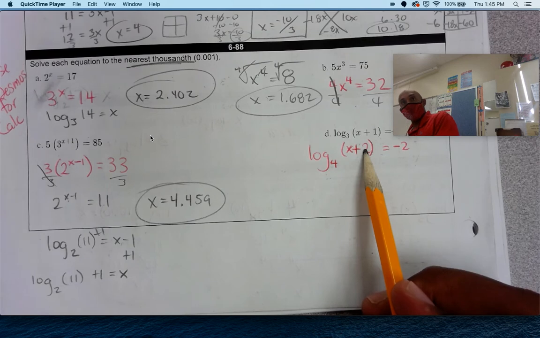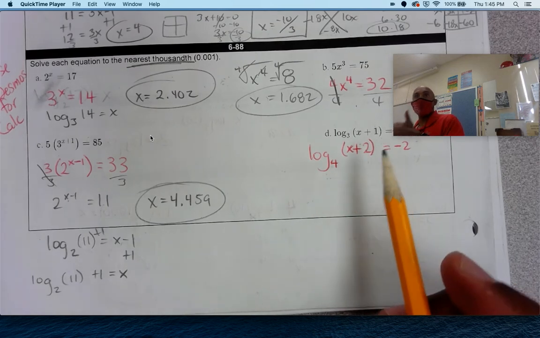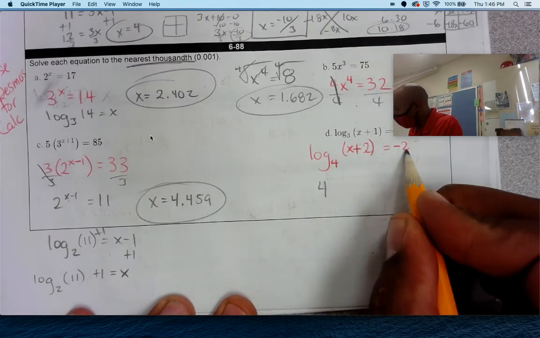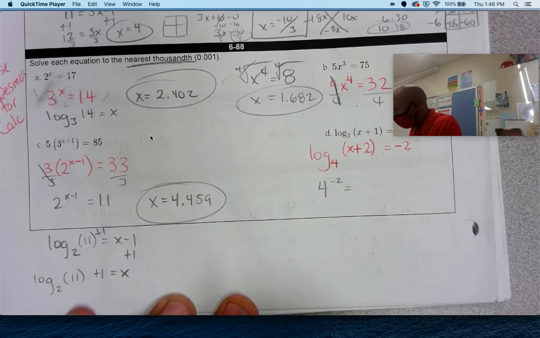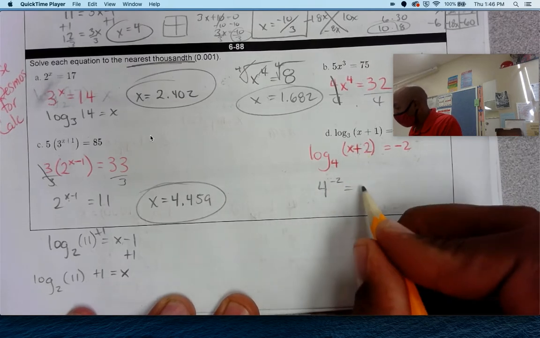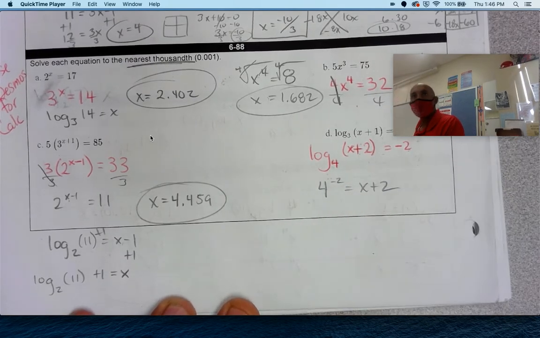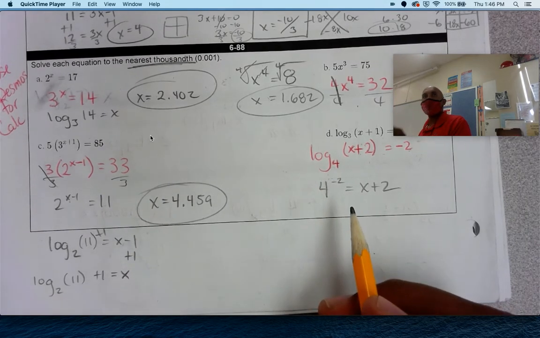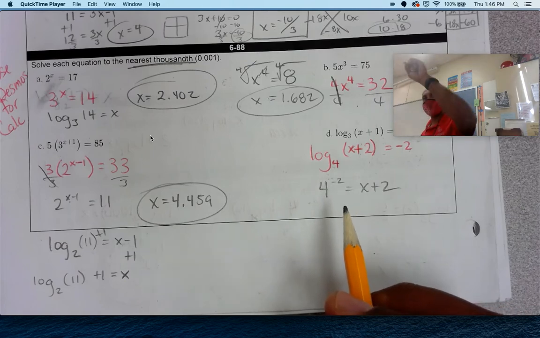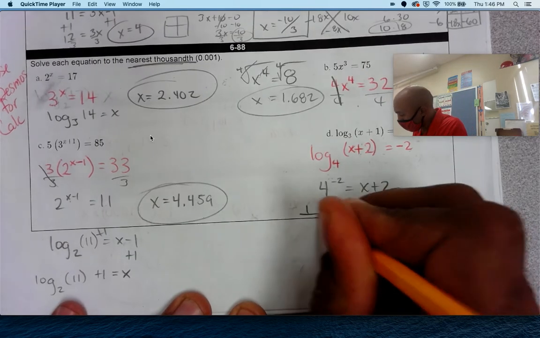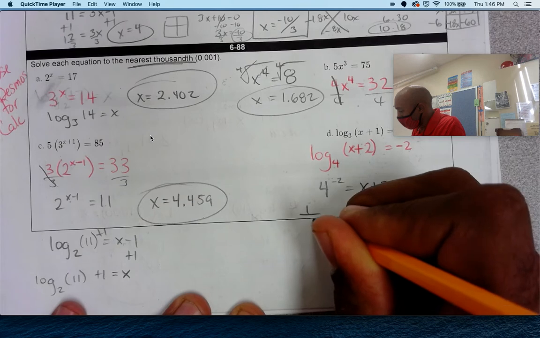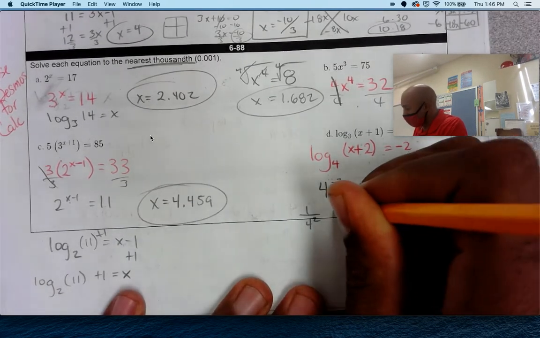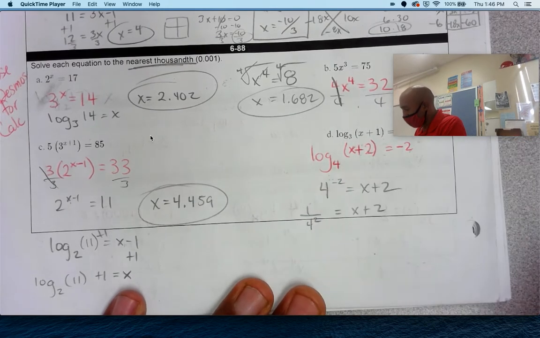Okay, last one. Now it's in log form, and the x is in the a. Because it's in the a, we can get it out of the a by putting it in exponential form. So the base is 4. The e over here is -2. And then the a becomes your answer over here. Now, remember when you have a negative exponent, we can change it into a positive exponent by bringing it down to the denominator. So this basically becomes 1 over 4 squared, a positive 4 squared, equal to x plus 2.